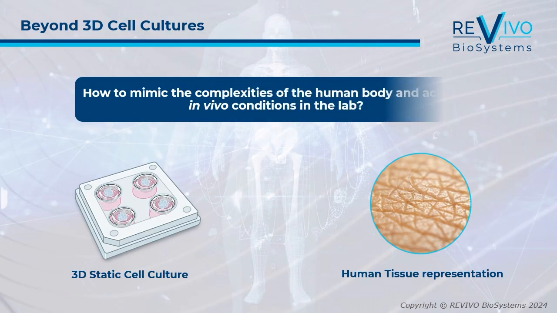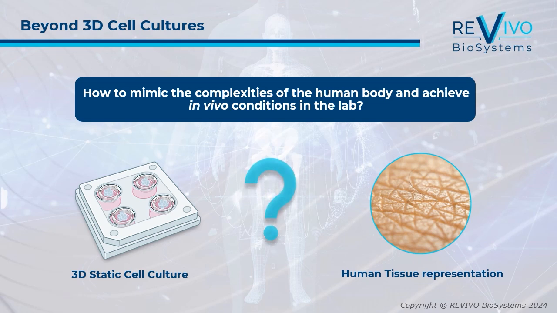Therefore, the question is, how to mimic the complexities of the human body in vitro, bring physiologically accurate features while keeping the system dynamic and alive. The solution to bridging that gap between static cell cultures and in vivo studies is to combine cell cultures with microfluidics.